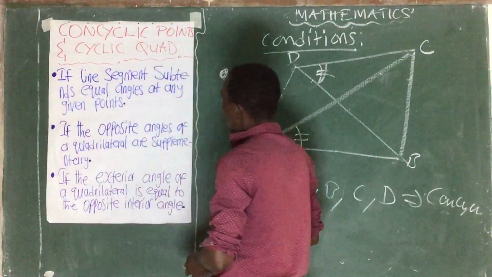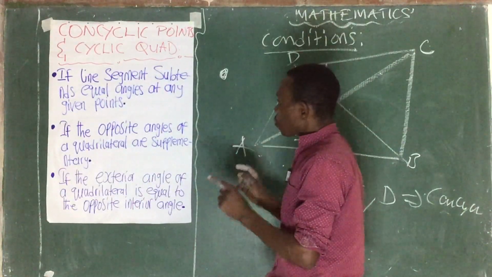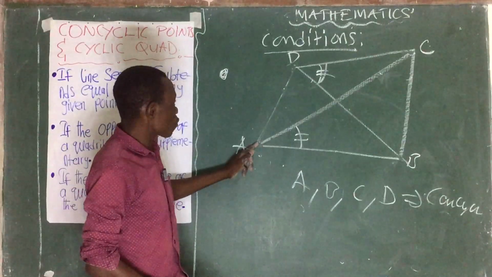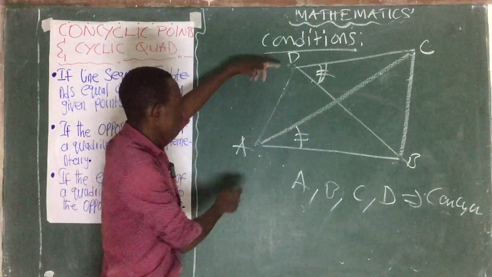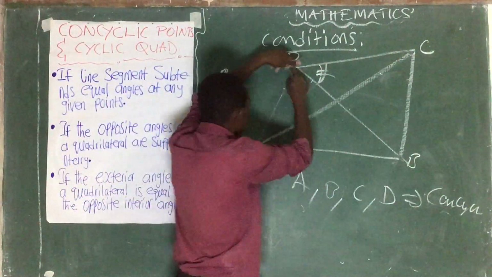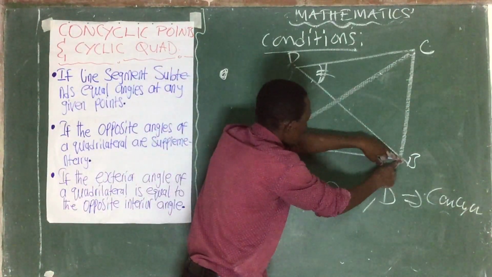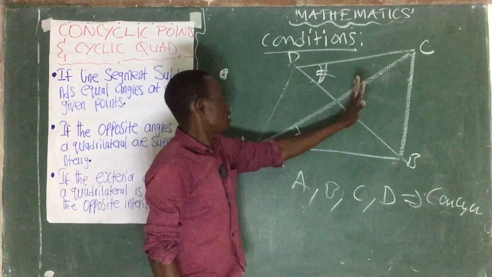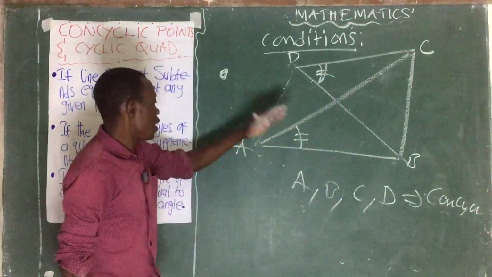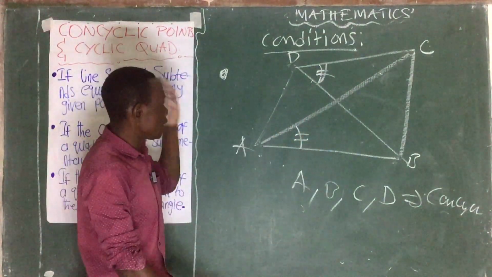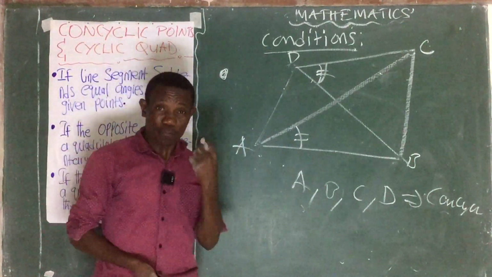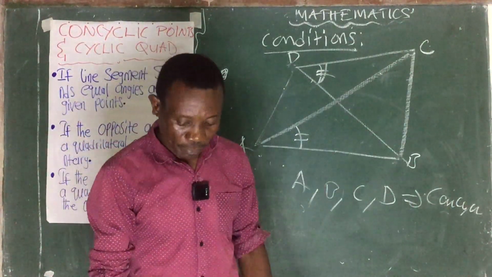Talking about the line segment subtending equal angles at any given point like this one. This one is also subtending, the DA is subtending angle again at C, DA is subtending angle at B. Is this angle equal to that one? Yes, then DCBA must be cyclic, and DCBA as points must be concyclic.